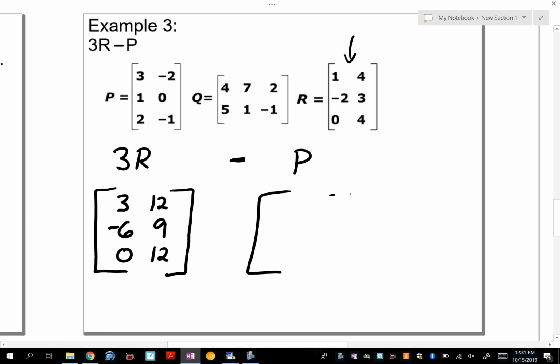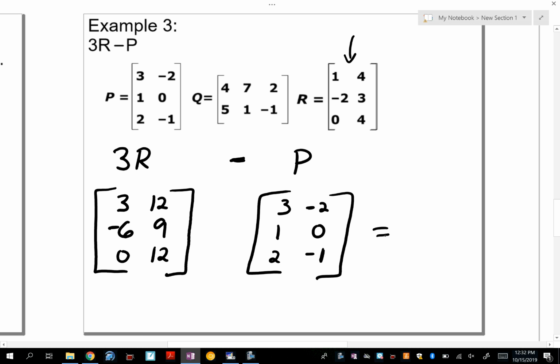All right, minus P. I'm going to write down matrix P, which is 3, negative 2, 0, and then 1, 0, 2, negative 1. Everybody still with me? Aviana? What's up? I just wrote down P. That's all I did. All right, so equals, can we subtract this?